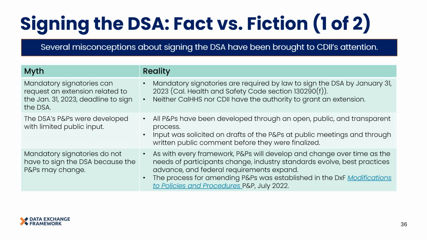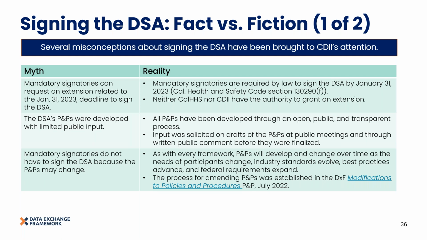Myths. So we do have some myths and facts versus fiction. Many mandatory signatories can request an extension beyond the January 31st, 2023 deadline. Neither Cal HHS, the Health and Human Services Agency, nor CDII have the authority to grant an extension. I briefly touched upon earlier that there is no penalty. So though it's beyond that date, I do still encourage you to sign, especially if you are a mandated signatory. And we cite which part of the Health and Safety Code.